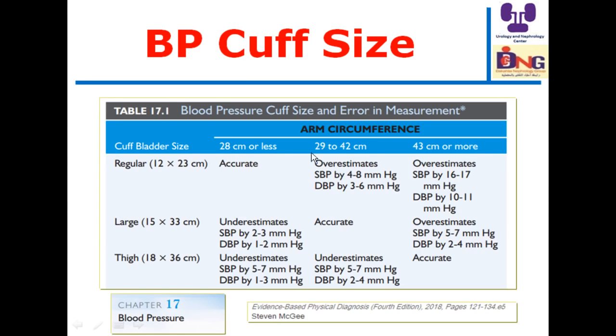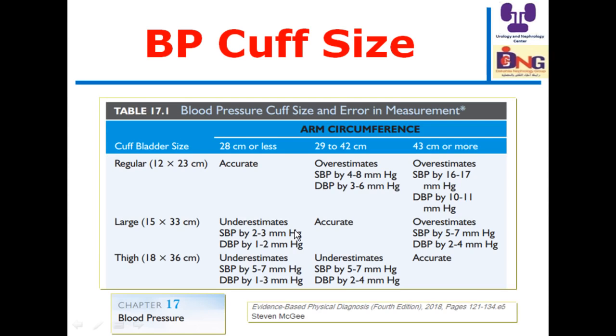But if the arm circumference exceeds these values, between 29 and 42, or 43 or more, you can find overestimation of the blood pressure by using this smaller cuff bladder size. If you use the large bladder size, 15 by 33 centimeters, it will be very appropriate and accurate for an arm circumference between 29 and 42 centimeters.